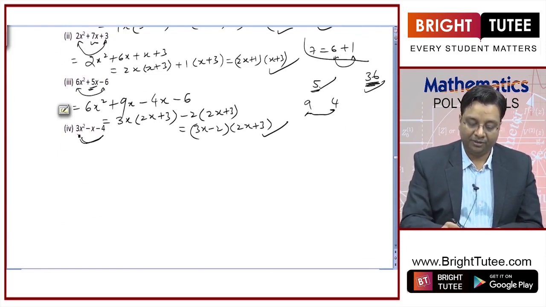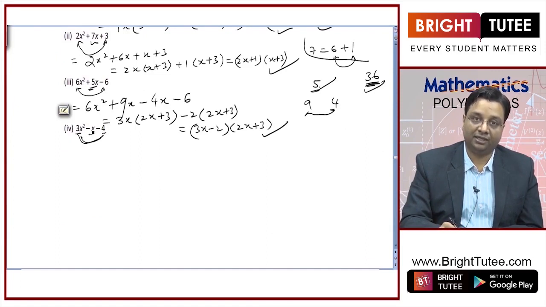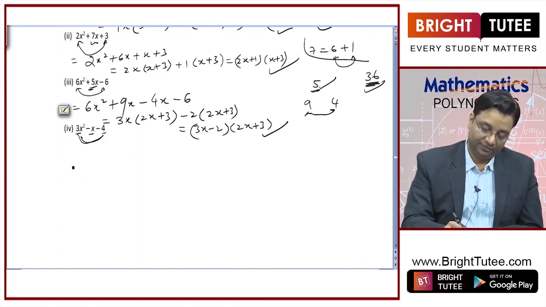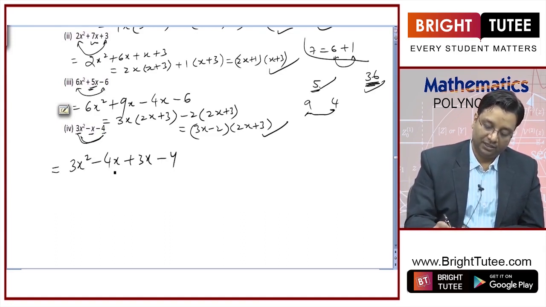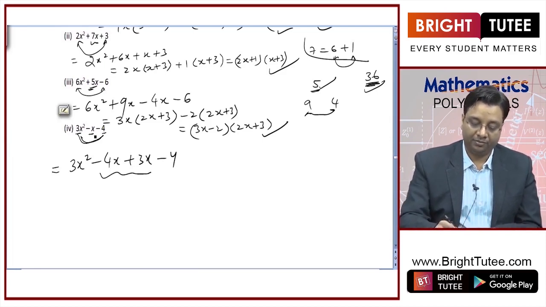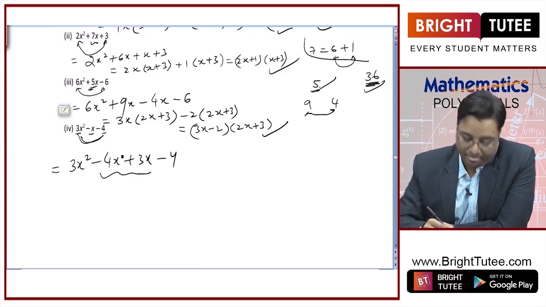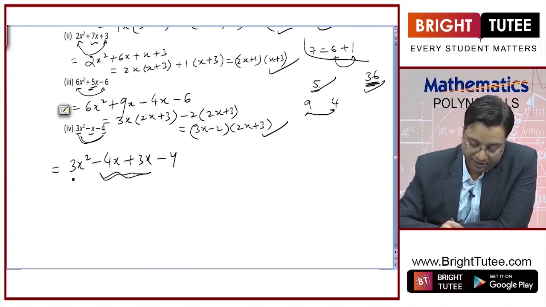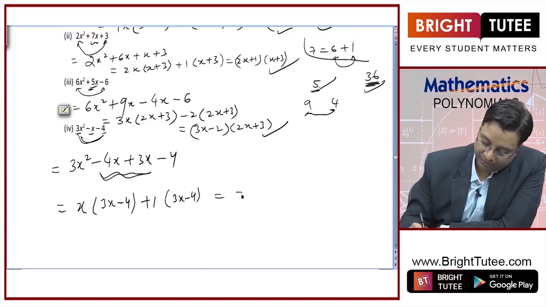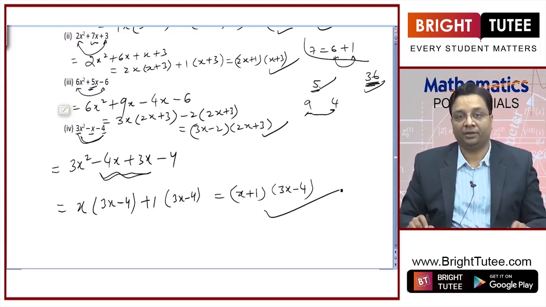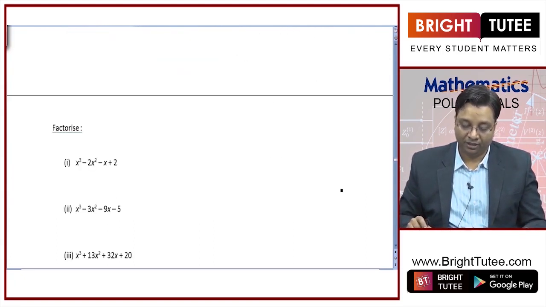In this one it is pretty simple because 4 into 3 is 12, right? So I need to produce 12 and I've got 1 here as the coefficient of x. So 4 and 3, 3x square minus 4x plus 3x minus 4. This is the split. Their sum is minus x and their product is minus 12x square. So if I take x common, 3x minus 4 plus 1, 3x minus 4. So this will give me x plus 1, 3x minus 4 as the factors. Okay. So these were the factors of the given quadratic polynomials.